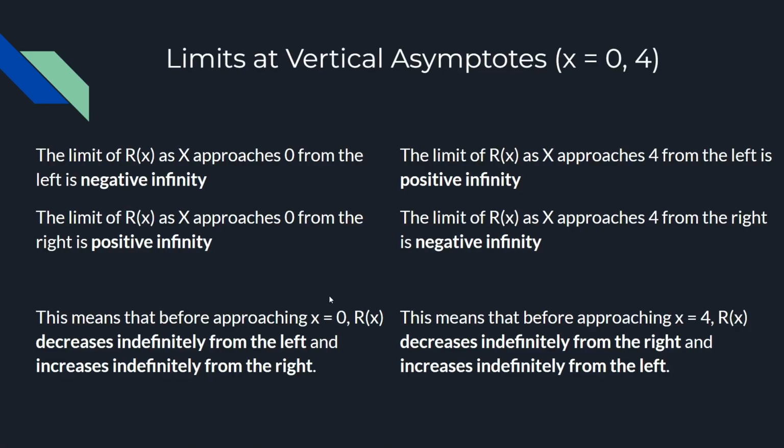So the limit as x approaches 0 from the left is negative infinity, and the limit as x approaches 0 from the right is positive infinity. And then for x equals 4, the limit as x approaches 4 from the left is positive infinity, while the limit as x approaches 4 from the right is negative infinity.